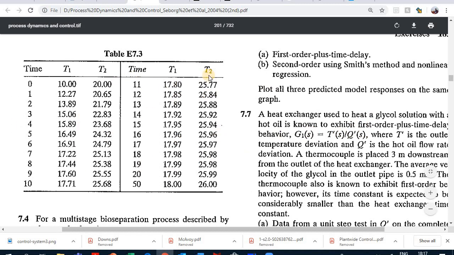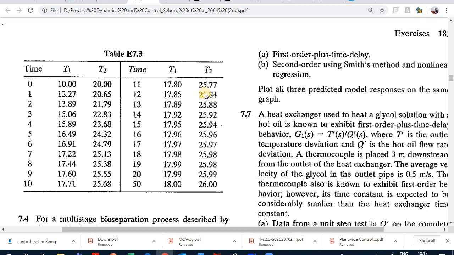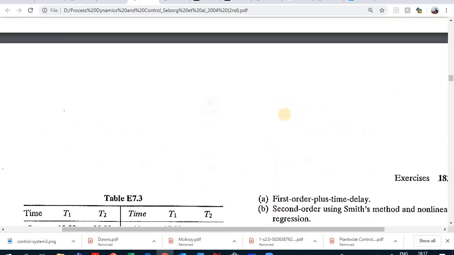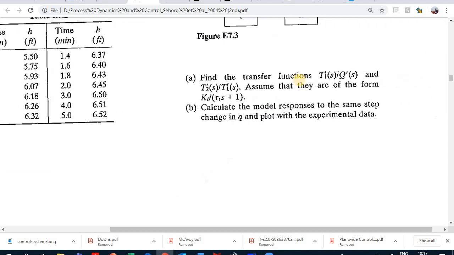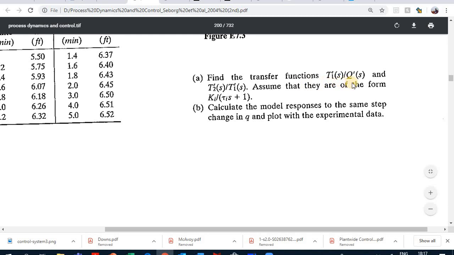And looking at that, if I want to see how T2 is changing, maybe it will be a second order, but maybe I also can approximate that to a first order process. So that is the whole idea. Find the transfer function of T1 with Q and T2 with T1. Assume that they are of the form K over tau s plus 1, the standard form of the first order. Then calculate the model responses to the same step change in Q and plot the experimental data.